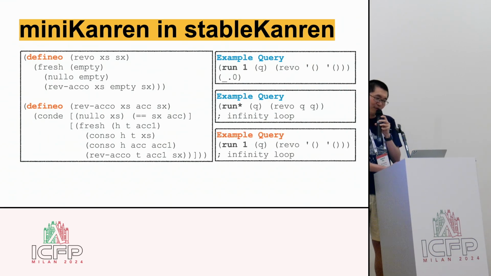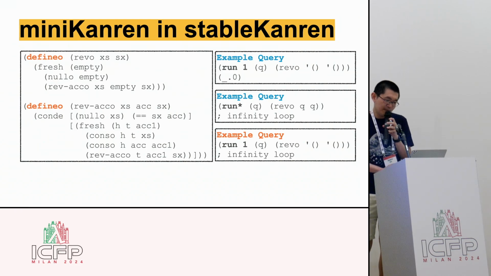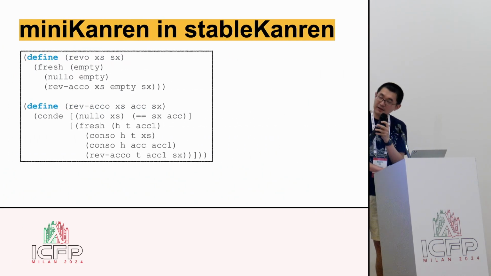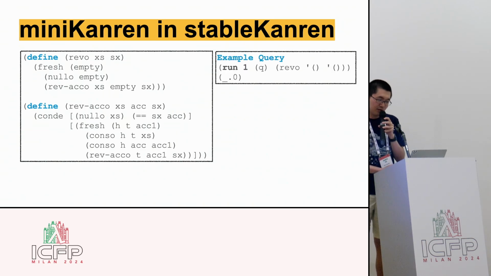Now, it just falls into infinite loops. So this is the first issue we try to solve. And same thing, okay, a miniKanren program running in stableKanren using define can produce a result, it's good.